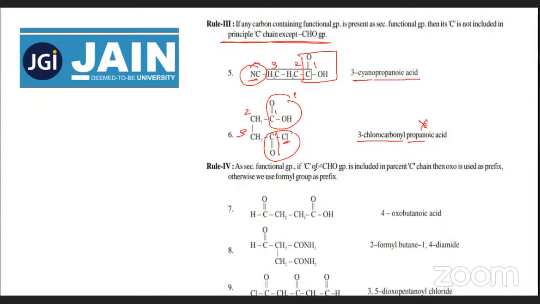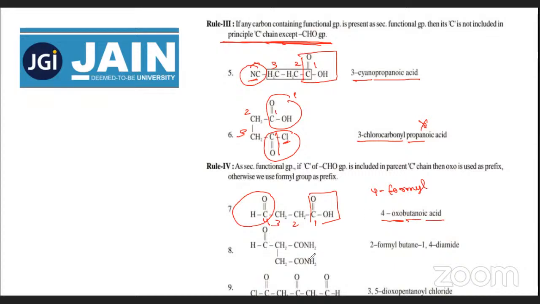As a secondary functional group, if the C of the CHO group is included in the parent chain, then oxo is used as the prefix. Otherwise, we use formyl as the prefix. Now see, I have a COOH group here and an aldehyde group here. What we said just now: except CHO, we can't count the carbon. Because I'm counting this carbon in the main chain, numbering 1, 2, 3, 4, this will become the prefix. On the fourth carbon I have oxo, or I can also write 4-formyl. 4 carbons, so butanoic acid.